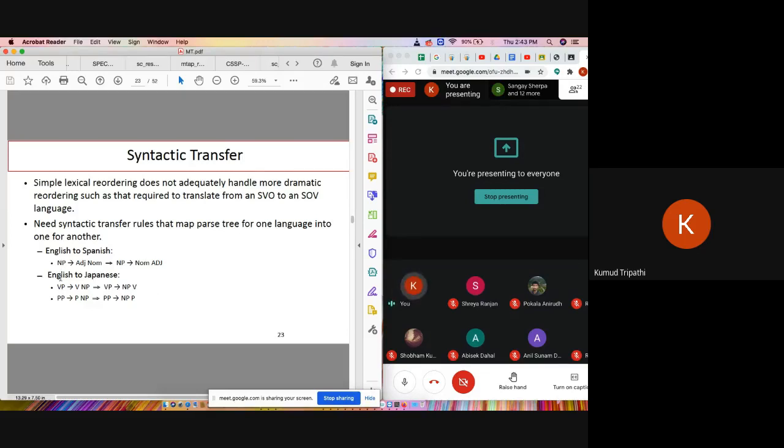Similarly, in the case of English to Japanese, in English a verb phrase produces verb and noun phrase, whereas in Japanese the rule is verb phrase produces noun phrase and verb. Simply, they are the opposite of each other. So you need to have all this information.